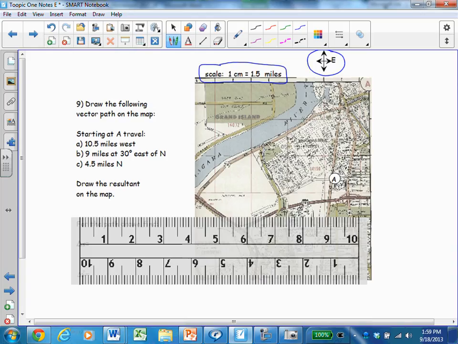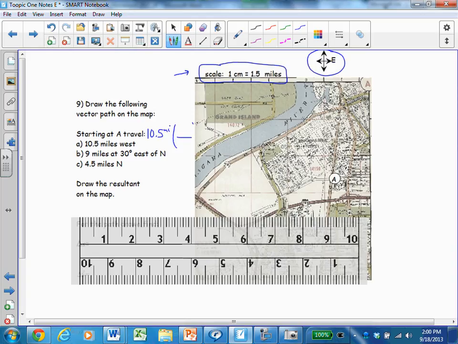So the first thing I have is 10.5 miles west, starting at the point A. Well, west would be this way, because that's east. But I have to convert the 10.5 miles to my scale. So now we're not doing any trigonometry yet. We're only going to do graphical vectors. So we use scales, rulers and protractors for the graphical portion.